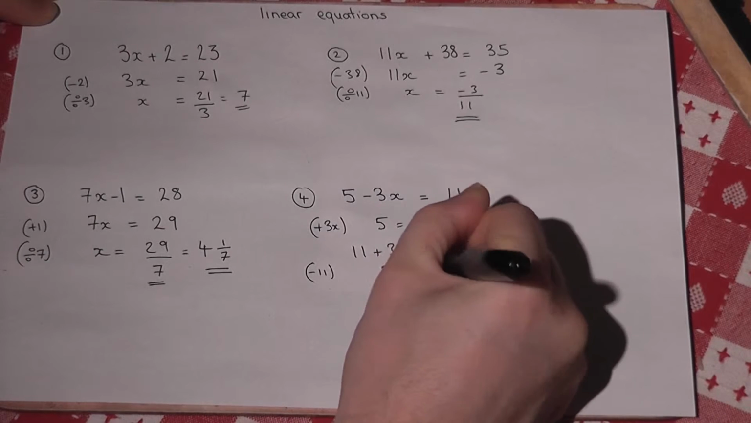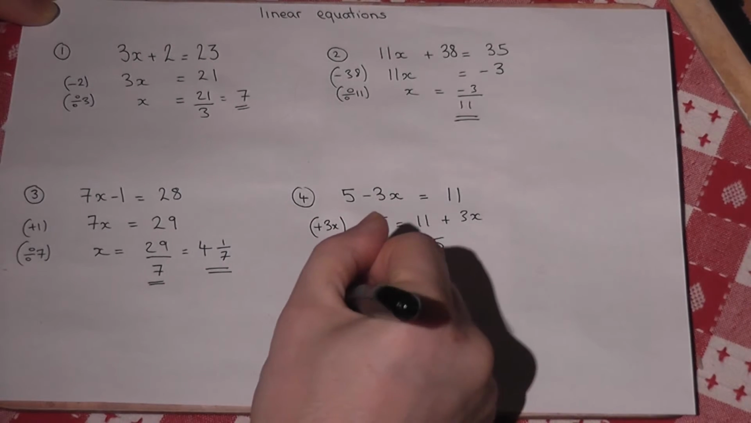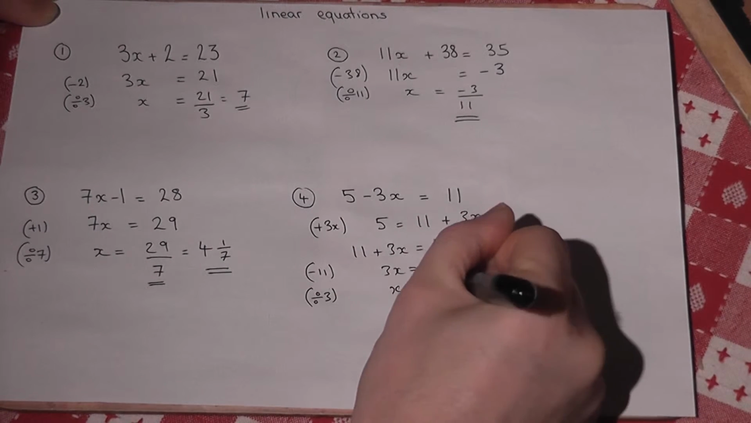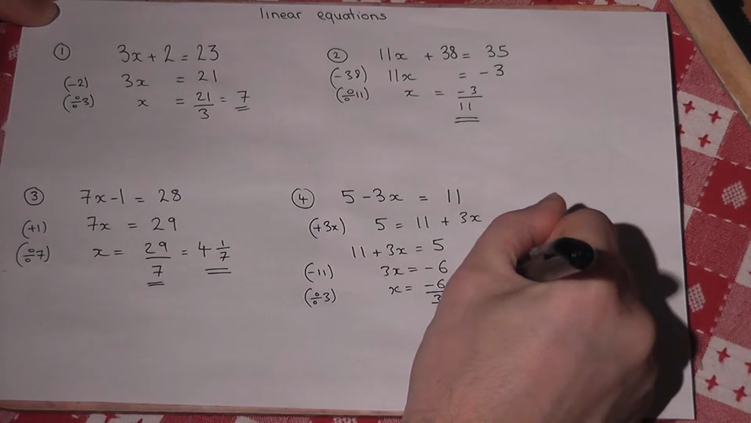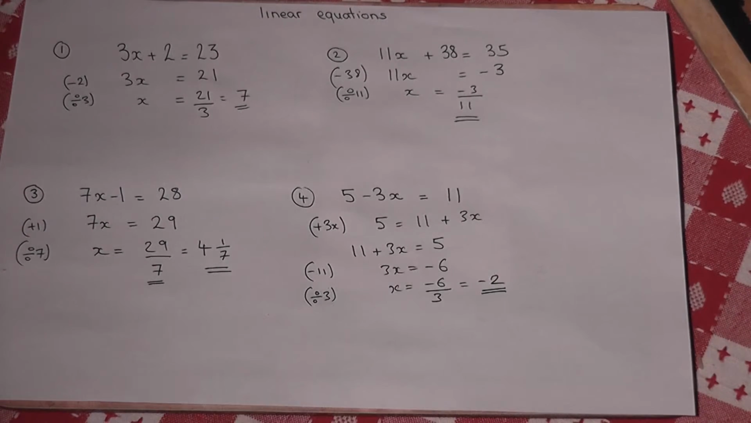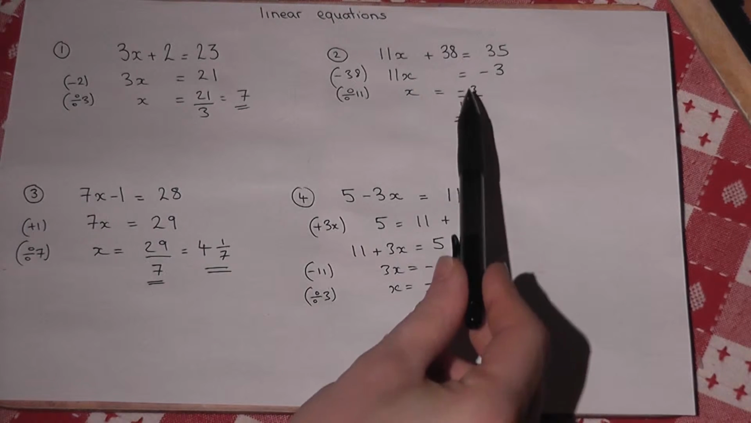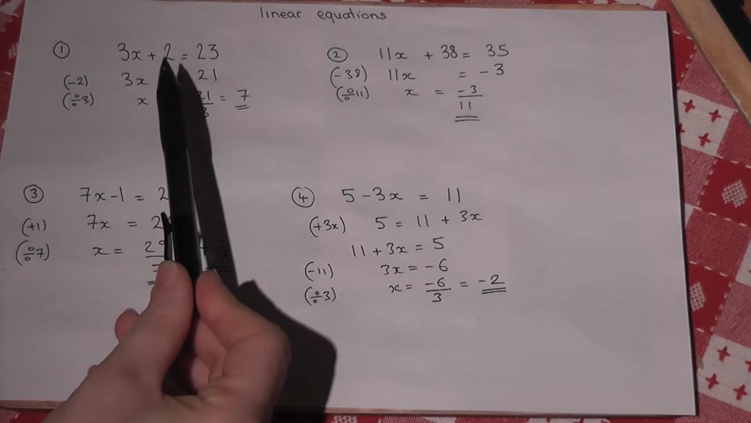So 3x equals 5 take away 11, which is minus 6. I then divide by 3. So x equals minus 6 divided by 3, which is actually minus 2. So when we solve linear equations, we can get whole answers, fractions, which are negative, mixed numbers, and negative integers. The trick is to use inverse functions to gradually unravel the equation.